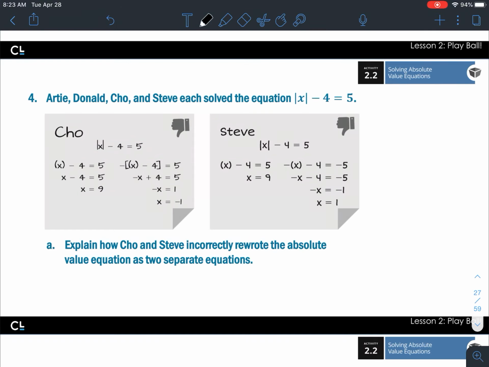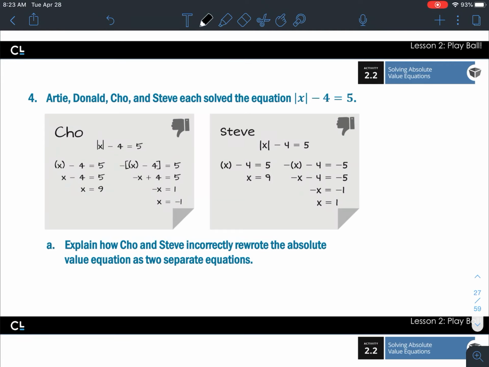Artie, Donald, Cho, and Steve each solve the equation x, absolute value x minus 4 is equal to 5. Explain how Cho and Steve incorrectly rewrote the absolute value equation as two separate equations. Okay, so we got to look at Cho and Steve.